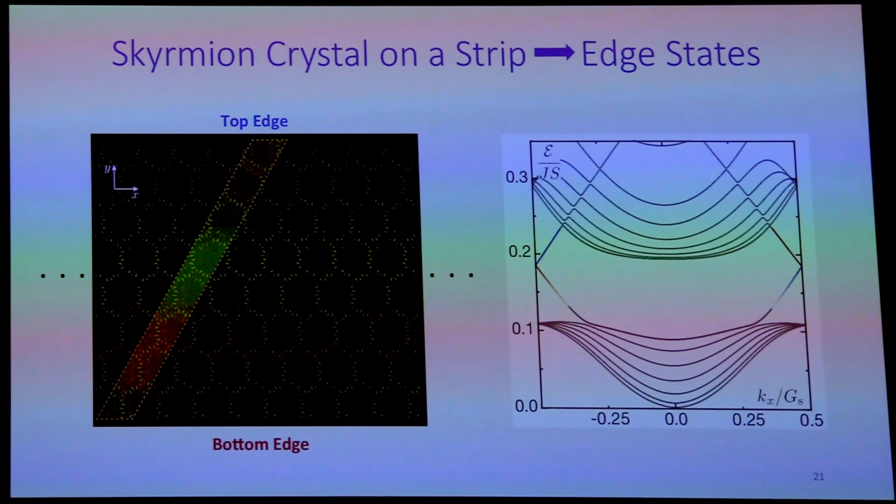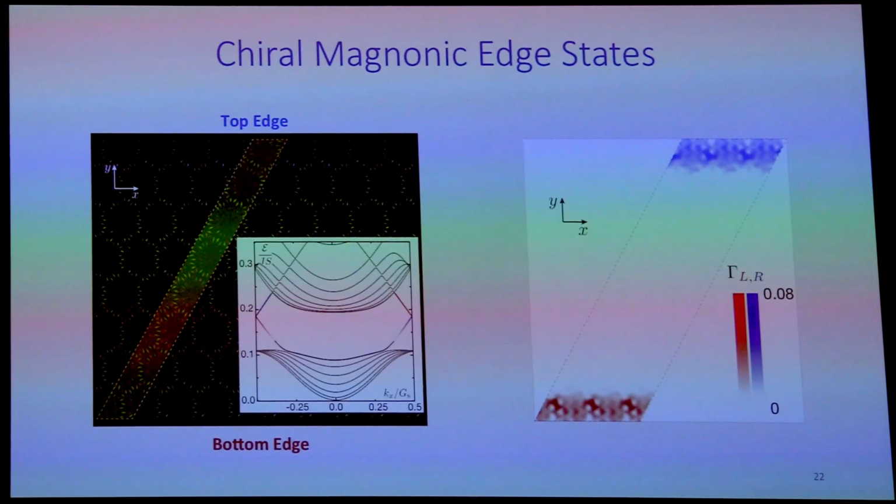The blue state, the blue mode, has a positive slope, meaning that it's propagating to the right, and the red one has a negative slope, meaning it's propagating to the left. We checked their wave function, and we obtained that they are indeed localized at the edges. So the blue one is localized at the top edge, the red one at the bottom. So these are chiral magnonic edge states.